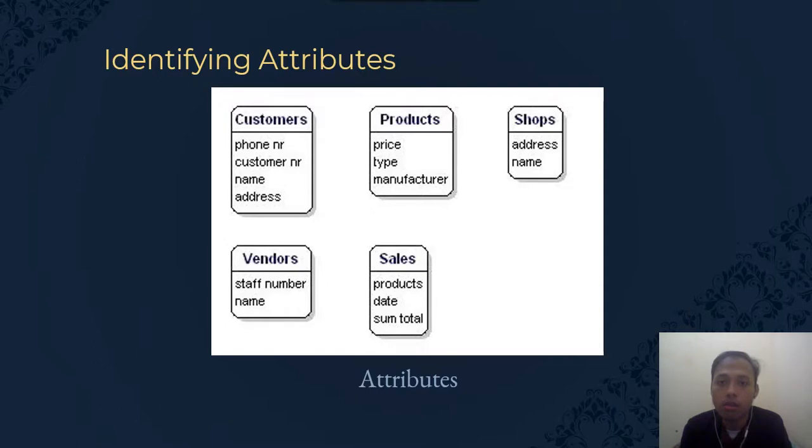The third step is identifying attributes. Attributes is an element that we want to input in our entity, or it can be the detail about the entity. I will take a customer as example. The customer have customer number, name, and address attributes.